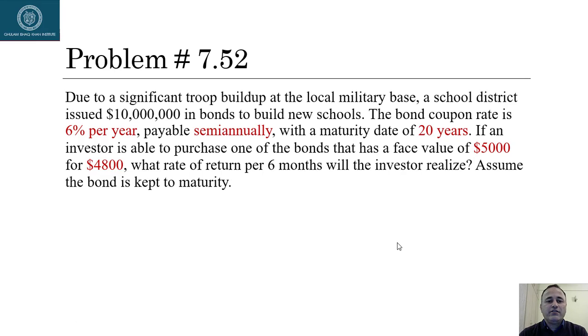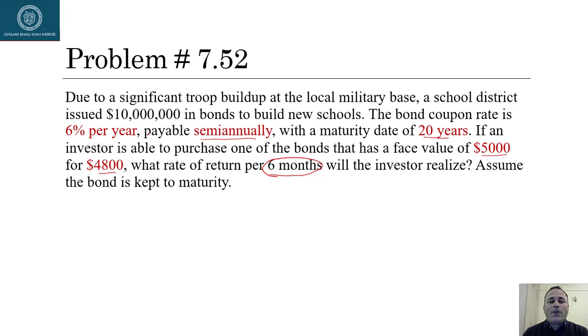Problem 7.52. Okay, let's read the problem. Due to a significant troop buildup at the local military base, a school district issued $10 million in bonds to build new schools. The bond coupon rate is 6% per year, payable semi-annually, with a maturity date of 20 years. If an investor is able to purchase one of the bonds that has a face value of $5,000 for $4,800, what rate of return per 6 months will the investor realize? Assume the bond is kept to maturity.